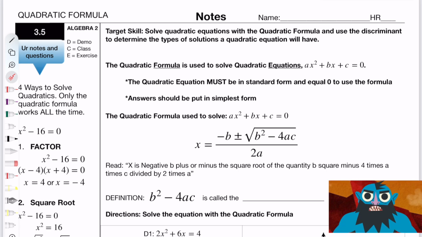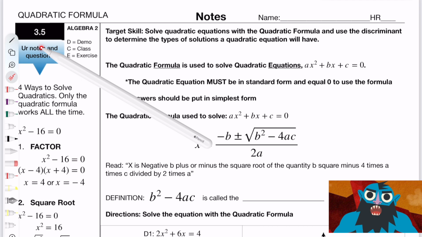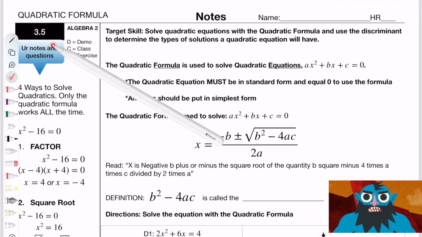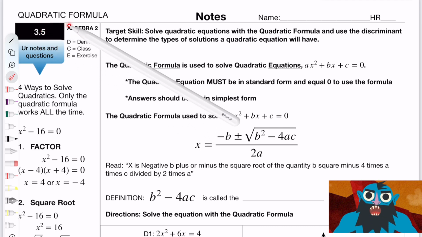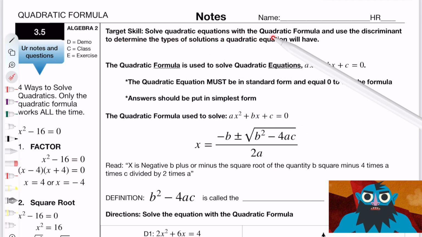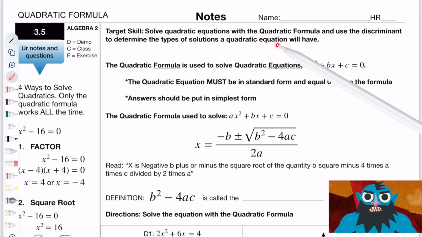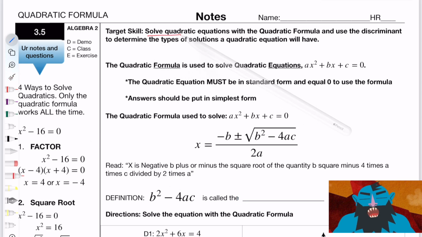All right, so we are discussing section 3.5 on solving quadratic equations with the quadratic formula. So our target skill: solve quadratic equations with the quadratic formula and use the discriminant to determine the types of solutions a quadratic equation will have. So first thing is we are going to solve quadratic equations with the quadratic formula.